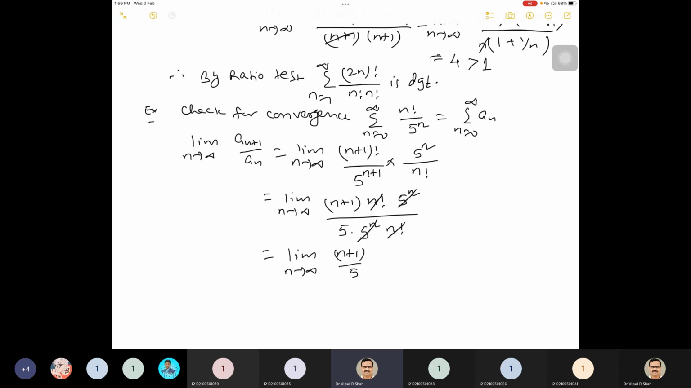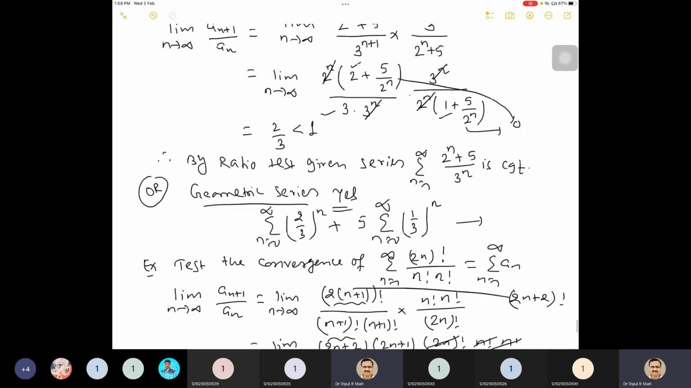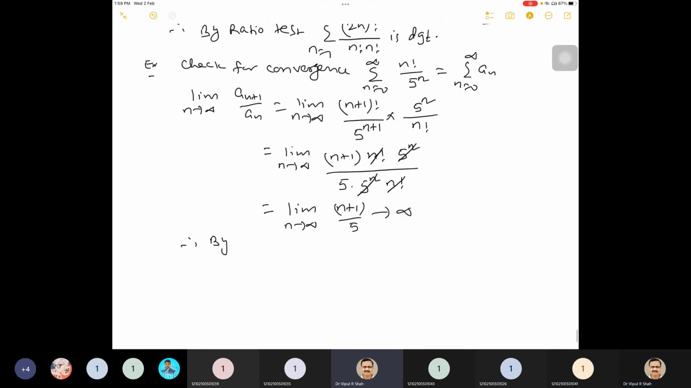What is the limit? Hello? What is the limit here? Infinity. What is the conclusion? Here, see the mention here. Even if it is infinity, then also it is divergent. Okay. So therefore, by ratio test, series n equal to 0 to infinity n factorial upon 5 power n is divergent. Okay, understood? Yes, sir.